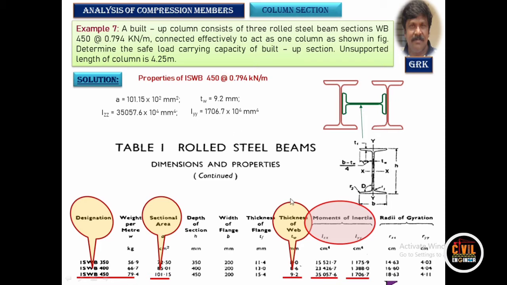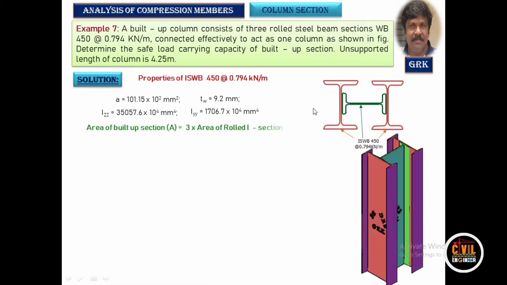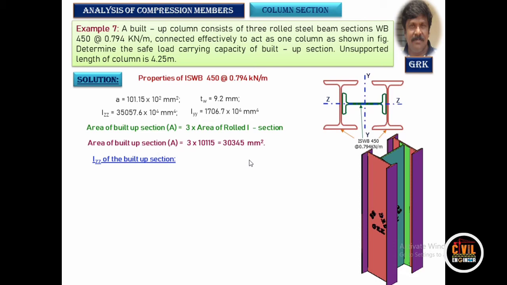All these properties are taken for the individual member. From that we'll calculate the moment of inertia for the built up section. The total area of the built up section is 3 times the area of the rolled sections. It is 30345 mm square. Now, to be careful here and understand the concept of calculating the IZZ and IYY of the built up section.